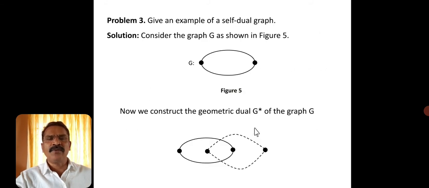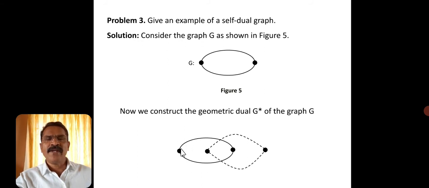Now let me consider one example to clarify this concept. Give an example of a self-dual graph. So it is your choice. You can give any graph of your choice where the G and G star are isomorphic. So here I have considered one example. So this is an example. There are two vertices joined by two edges. It implies multiple edges. But as far as the faces are concerned, one face interior to the multiple edges and one is the exterior face. So there are two faces. So the same graph we are considering, the graph G here.